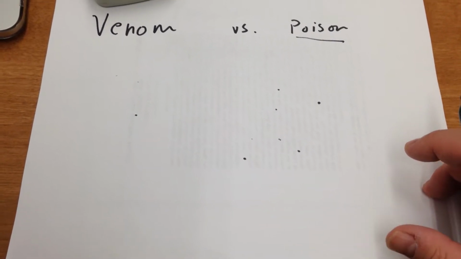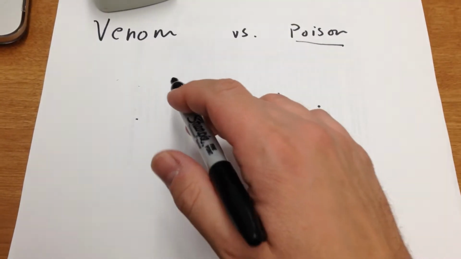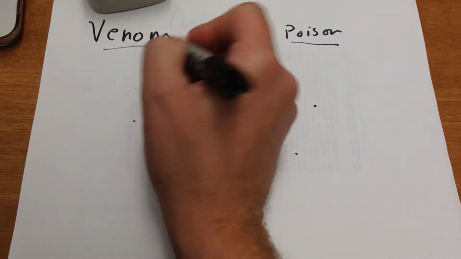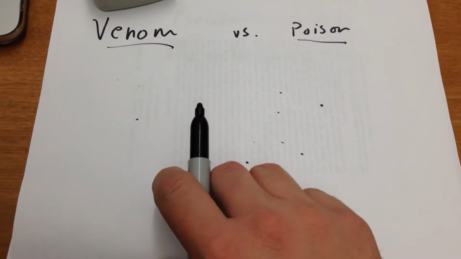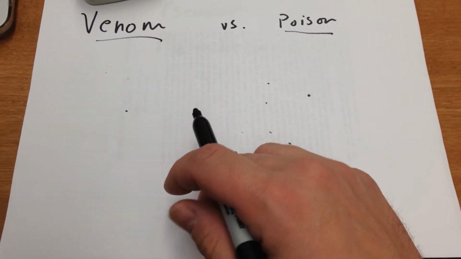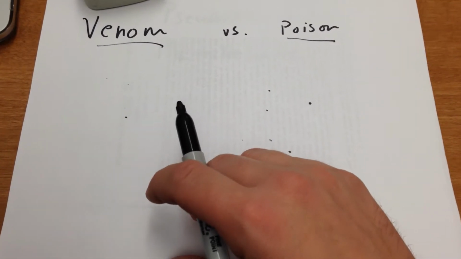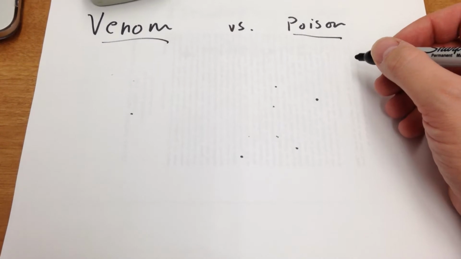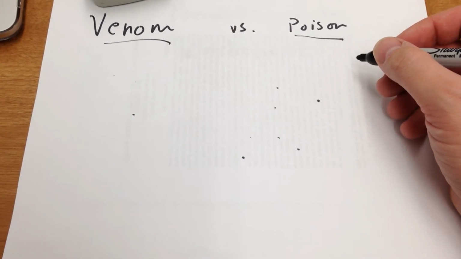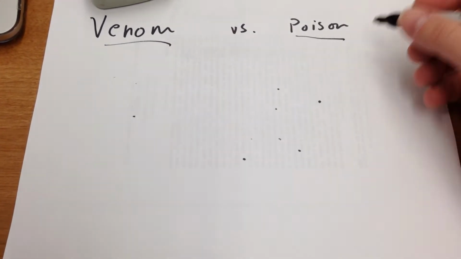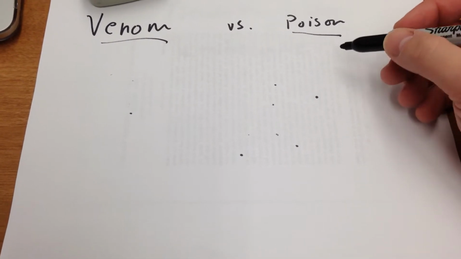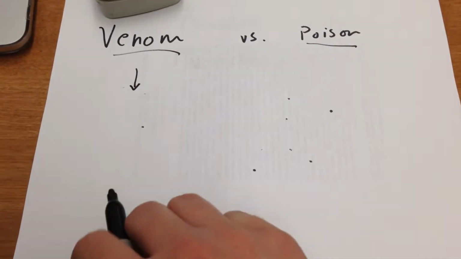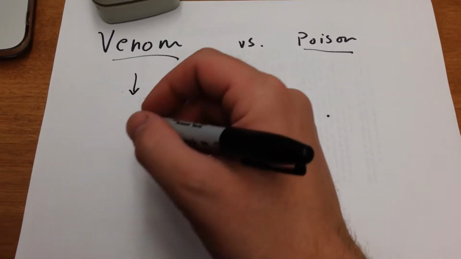So first, I just want to make sure that we're on the same page as far as comparing and contrasting venom to poison. We often use these terms interchangeably, and I think I did in the video that I made on the poisonous dart frogs. But there is a slight distinction in terms of the toxicology of these different animals: invertebrates, reptiles, and amphibians.